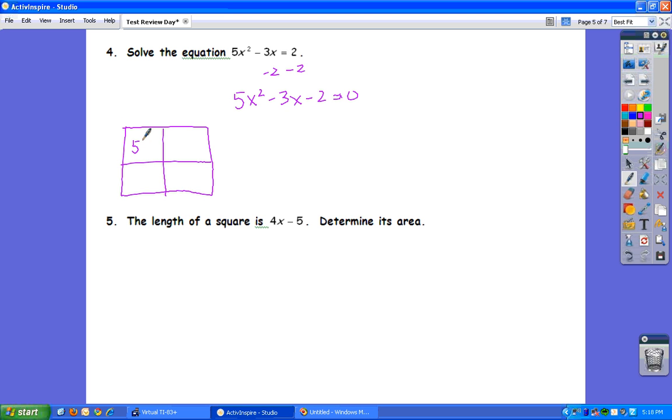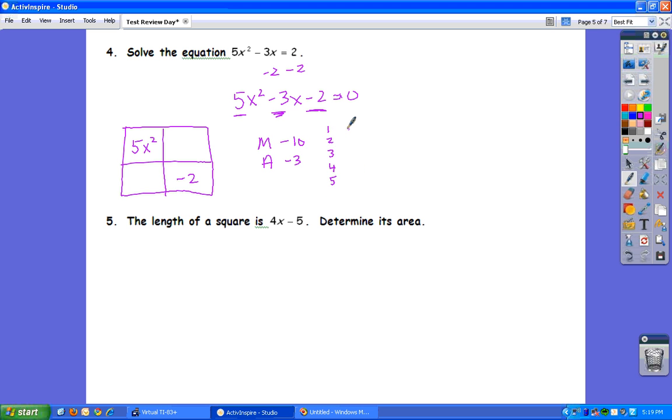And we're going to put 5x squared in the upper left, negative 2 in the bottom right. And to fill in the rest, if you remember, I need to find two numbers that multiply to give 5 times negative 2, which is negative 10, and add to give negative 3. So we need to find our factors. So start writing numbers, starting at 1, and just increase by 1 every time. It doesn't matter how many you put, but this will make sure that you don't miss any.